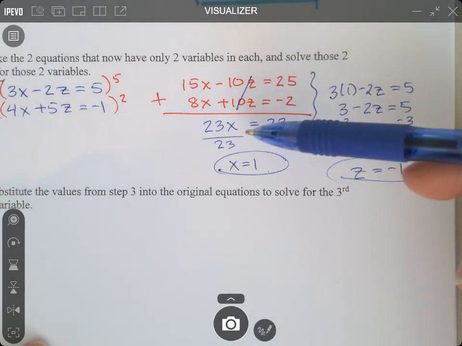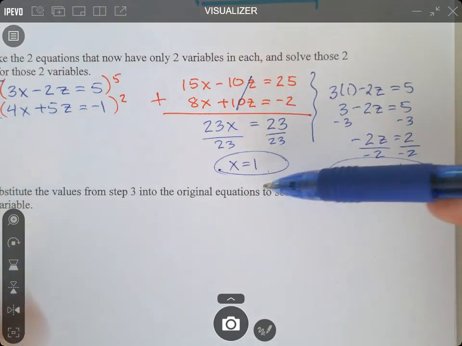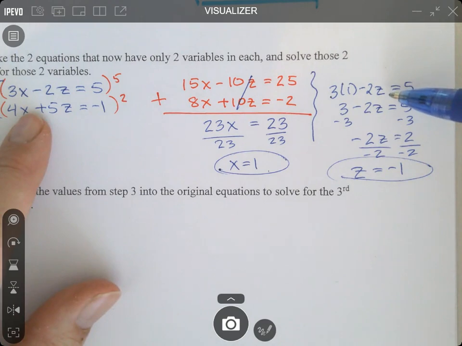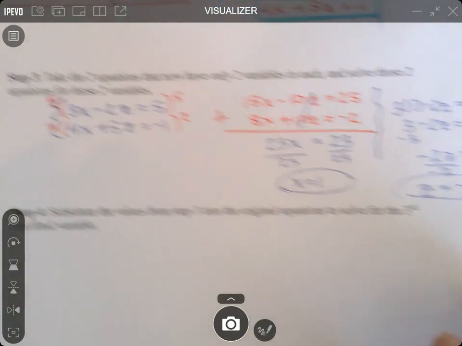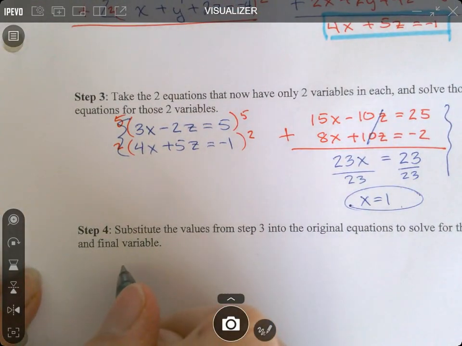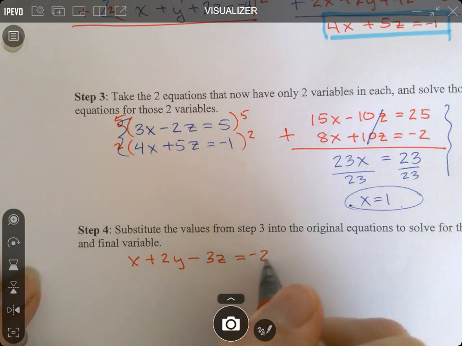So we basically got it down. We eliminated down to one variable. We solved for x. Then we went back to one of the equations with 2 variables, and we found z. In order to find y, I need to go back to one of the originals. Now, it doesn't matter which original you use. I'm going to go back just to the first one. The first equation, I'm going to rewrite it because it's way down here. This was the first equation that we were given.